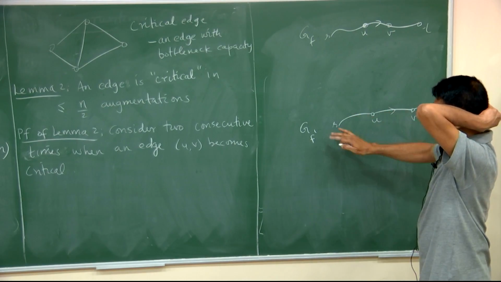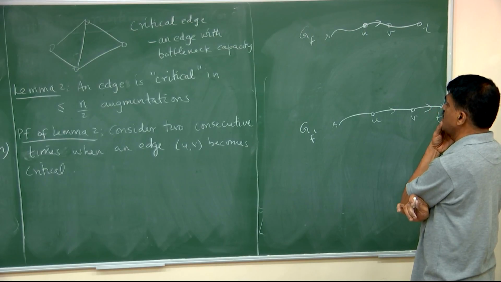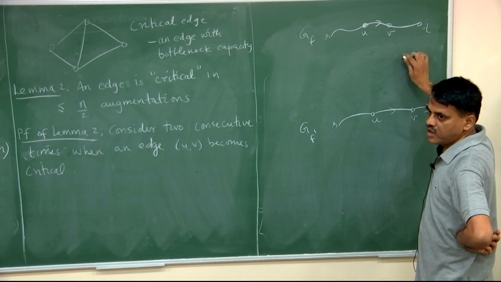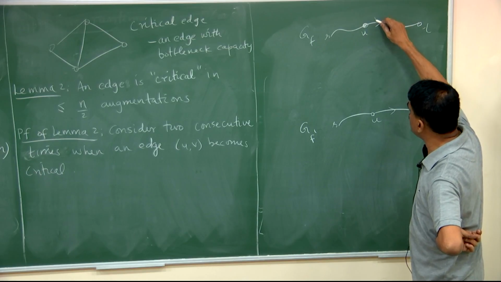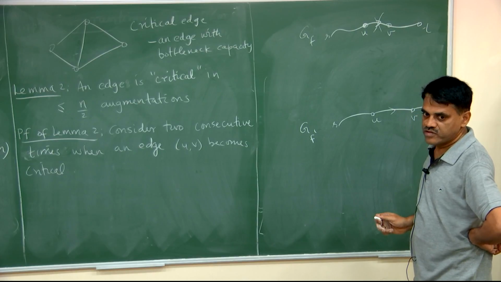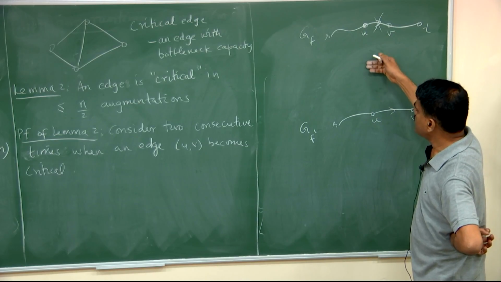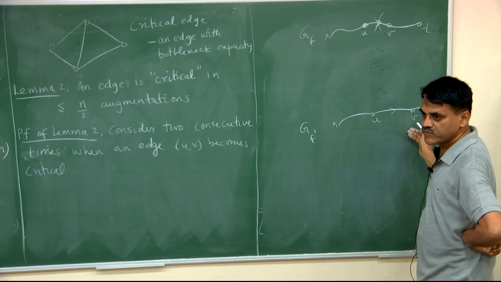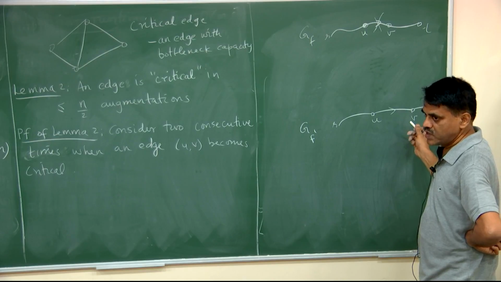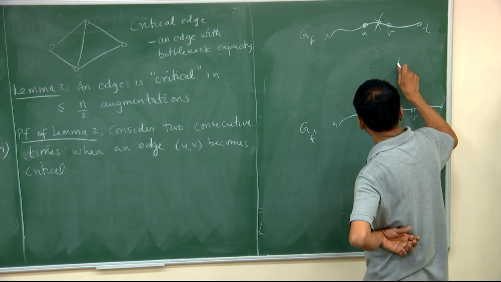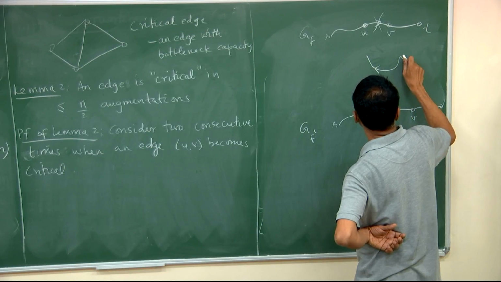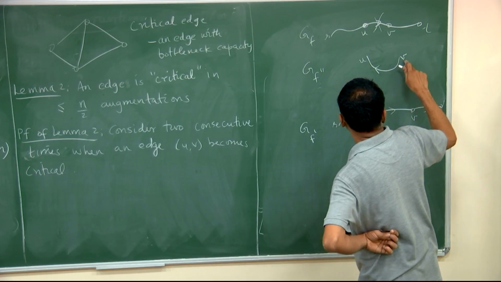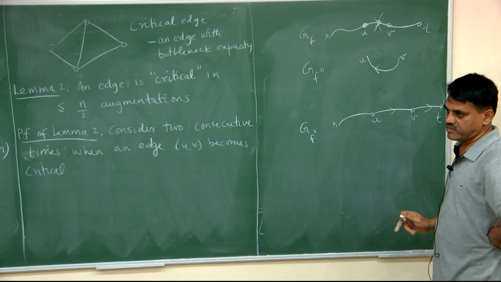So it was GF and GF prime. When you're augmenting the flow here, UV has become critical, so this edge will go away because it will be saturated. So it will not come in the immediate next residual network. So how does it come again here? There was some flow sent from V to U in some GF double prime, which brought the edge UV back again, right?